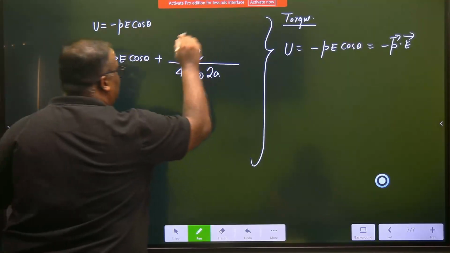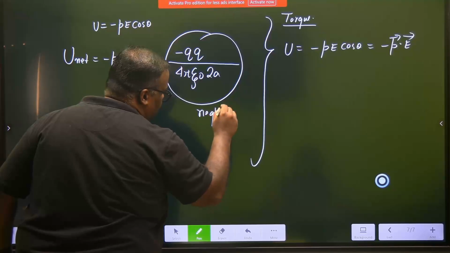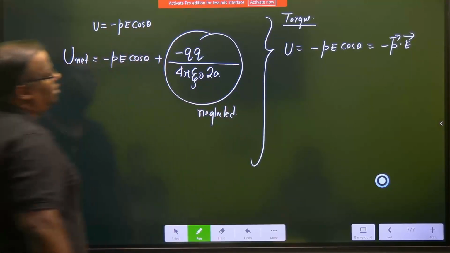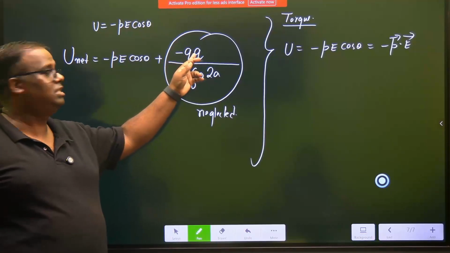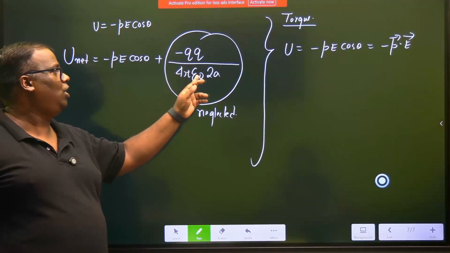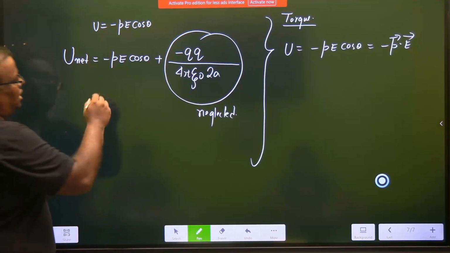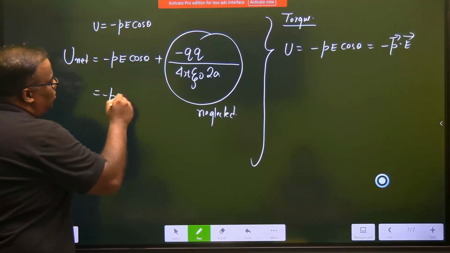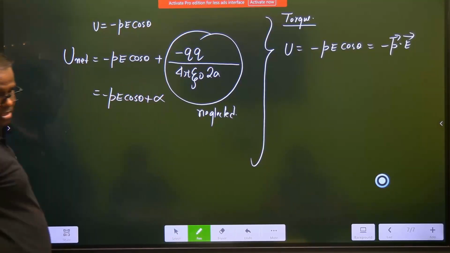This additional term is neglected. Why is it neglected? Because this is a constant, this is a constant, all of these are constant. So you can basically say this expression tells you it is PE cos theta plus some constant, say alpha.